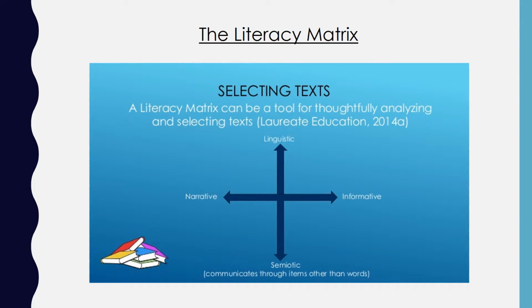One way to analyze text is by using the literacy matrix. The literacy matrix analyzes a text based on where it falls in terms of linguistic to semiotic and narrative to informational within the appropriate level of difficulty. This matrix can be used to ensure we are choosing a variety of texts that are at the appropriate difficulty level.